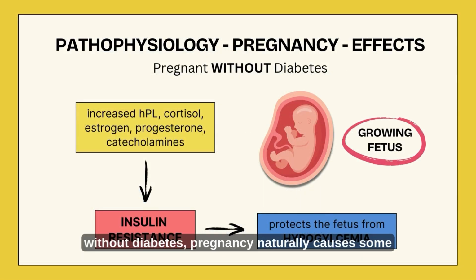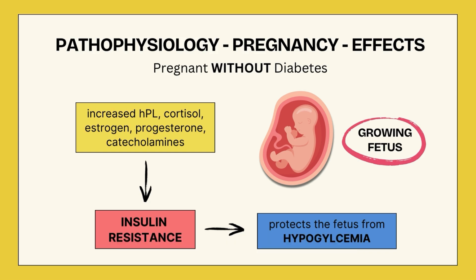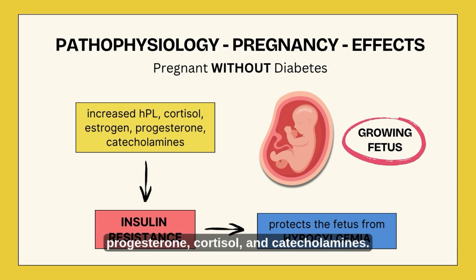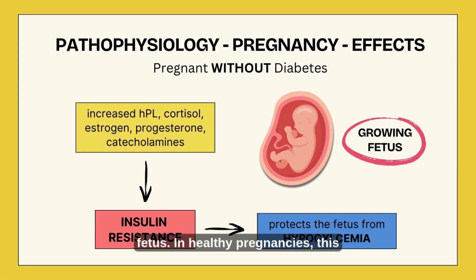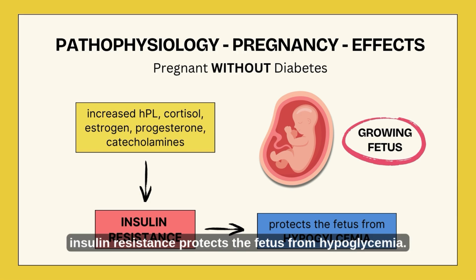Even in women without diabetes, pregnancy naturally causes some insulin resistance. Why? Hormones like human placental lactogen, estrogen, progesterone, cortisol, and catecholamines increase. As these hormones increase, insulin resistance happens to support the fetus. These hormones work to make glucose more available for the growing fetus. In healthy pregnancies, this insulin resistance protects the fetus from hypoglycemia.